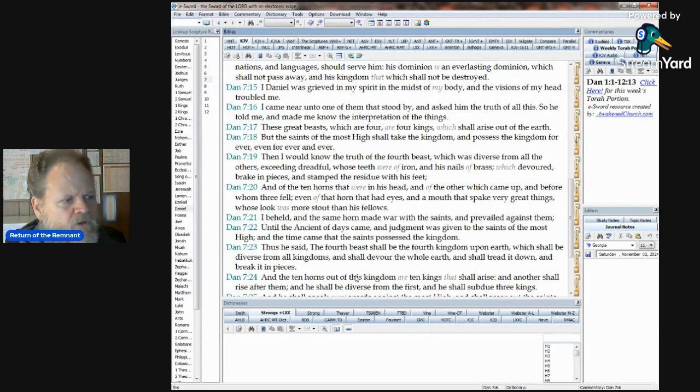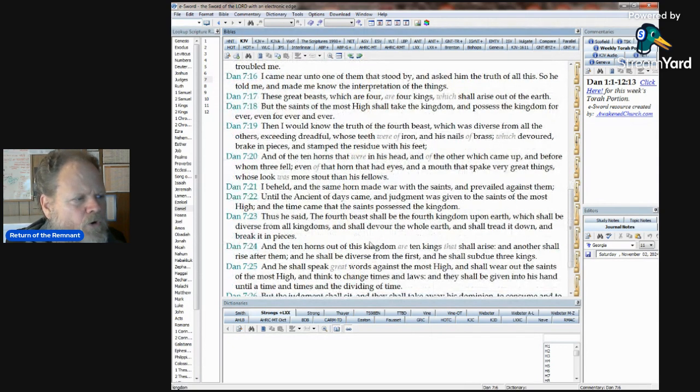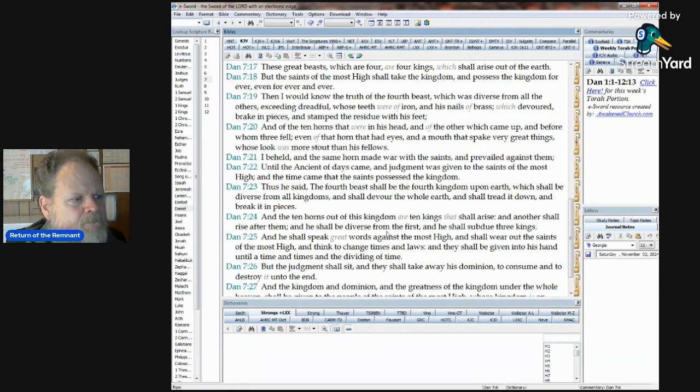Then he said, the fourth beast shall be the fourth kingdom upon the earth, which shall be diverse from all kingdoms, and shall devour the whole earth, and shall tread it down and break it in pieces. And the ten horns out of this kingdom are ten kings that shall arise, and another shall rise after them, and he shall be diverse from the first, and he shall subdue three kings. And he shall speak great words against the Most High, and shall wear out the saints of the Most High, and think to change times and laws, and they shall be given into his hand until a time and times, and the dividing of time. So again, there's the time, times, and half a time that we talked about last week.